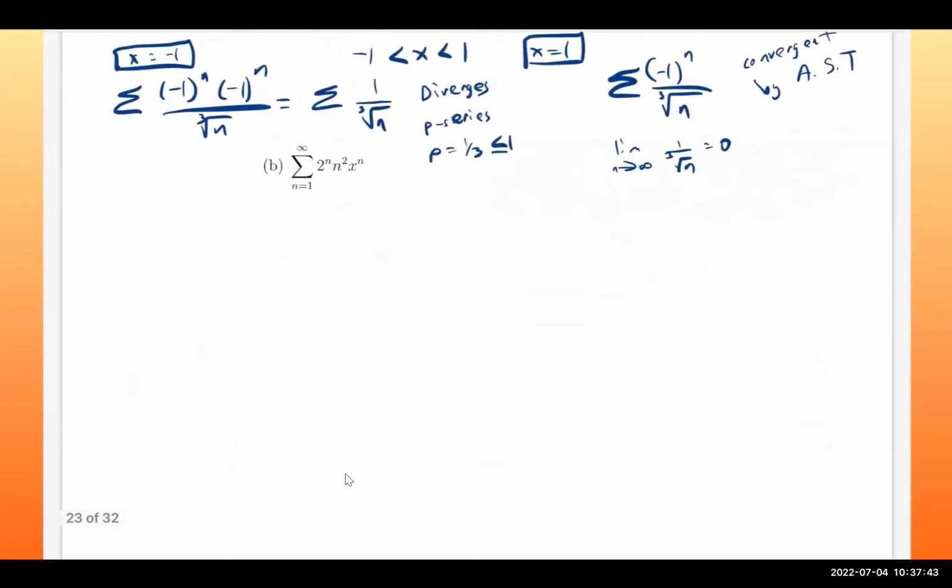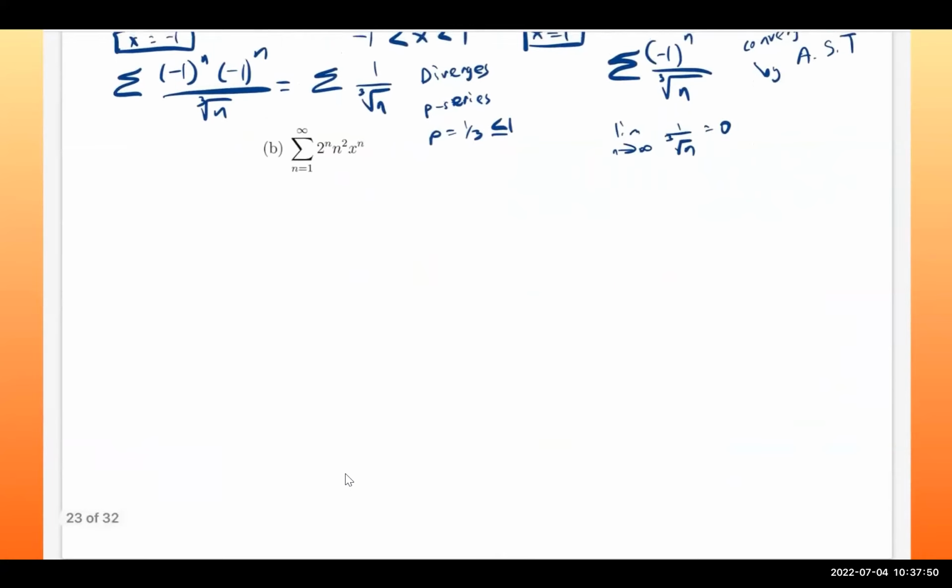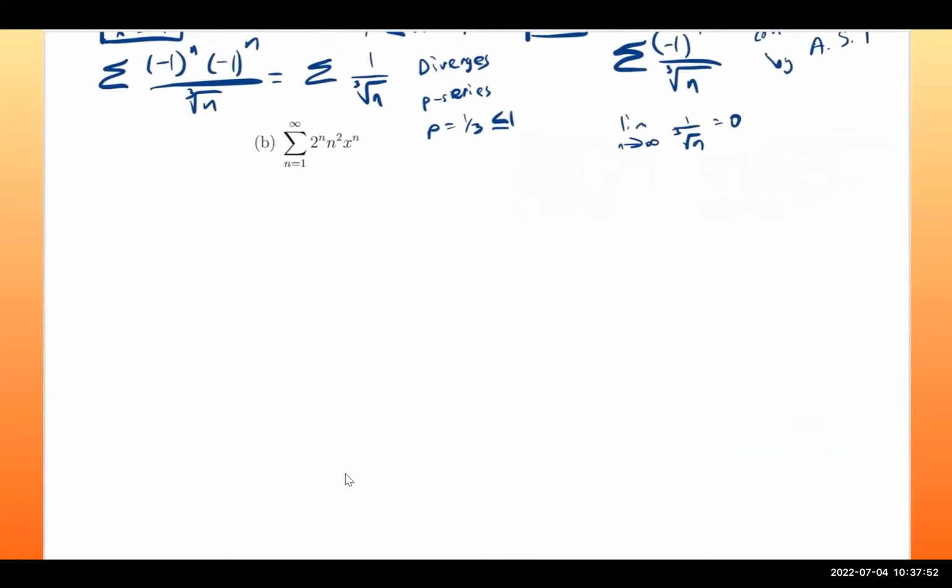Let's move on to the next example. For the next one, it's the same direction. So let's go ahead and apply the ratio test again.